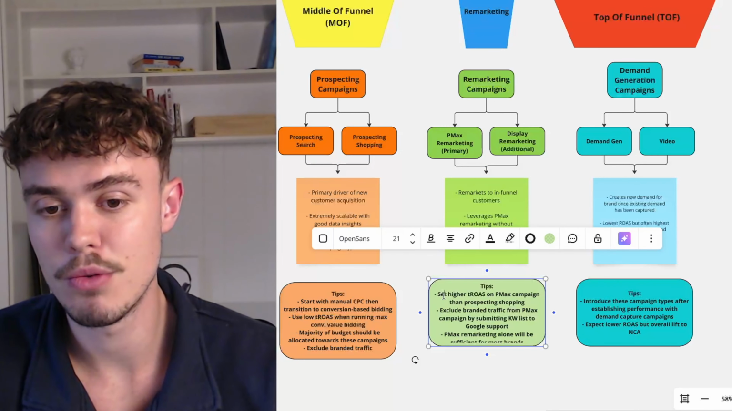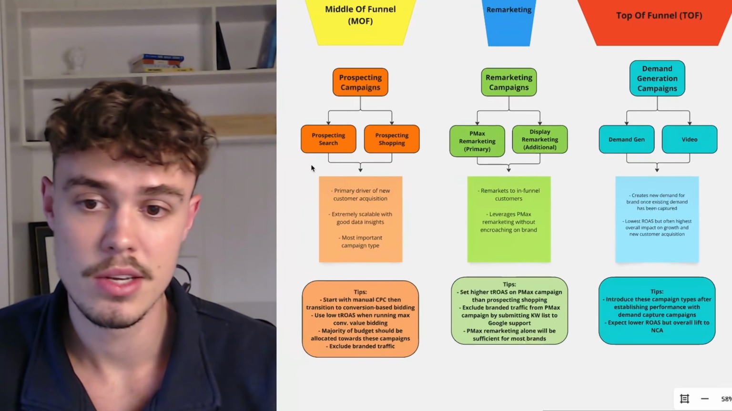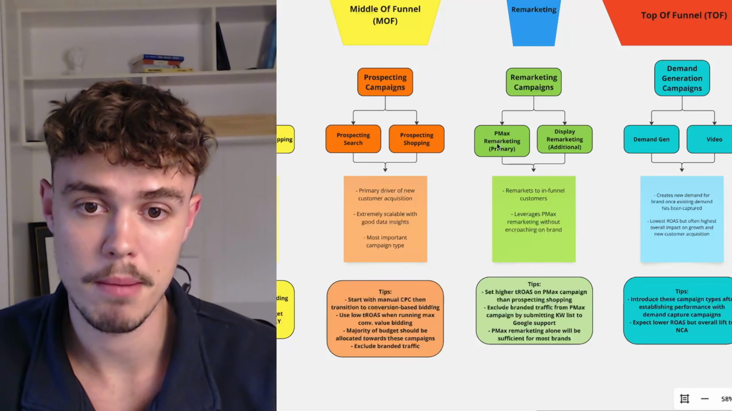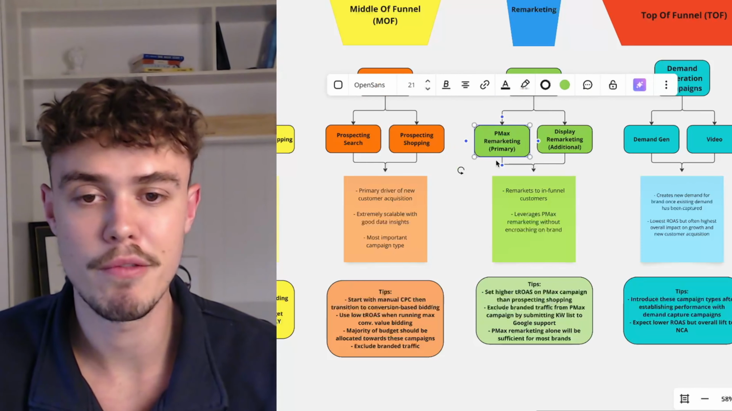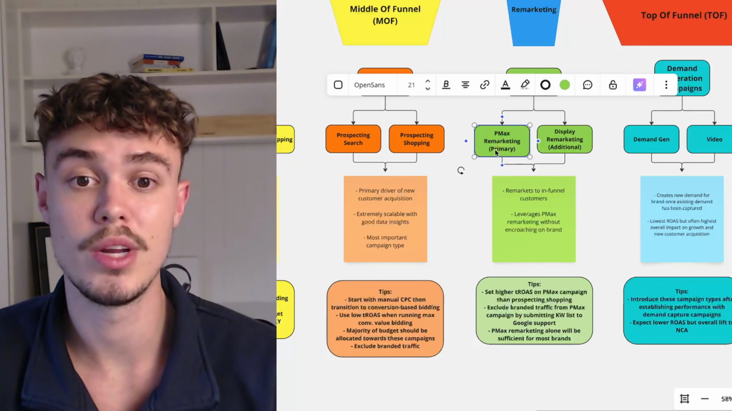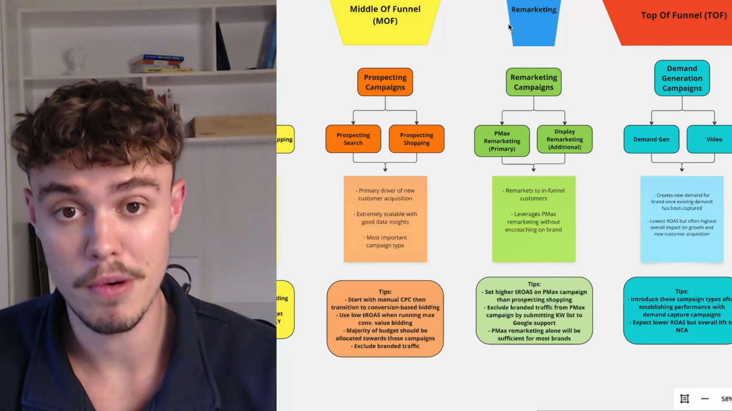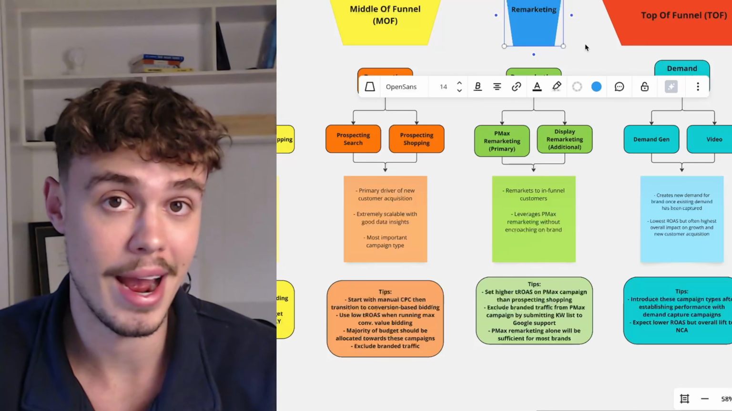Set a higher tROAS on your PMAX campaign than your prospecting shopping, right? What that does, so like over here, we have prospecting shopping and PMAX. Now, both of these are going to be targeting the same shopping products, right? But the thing is, if we have a higher target ROAS on here, that says to Google, hey, I only want you to find really high intent customers. What did we say before? Remarketing are the highest intent customers that you have access to, right?